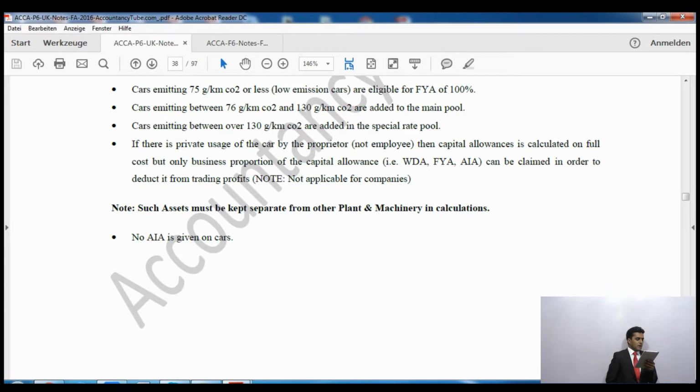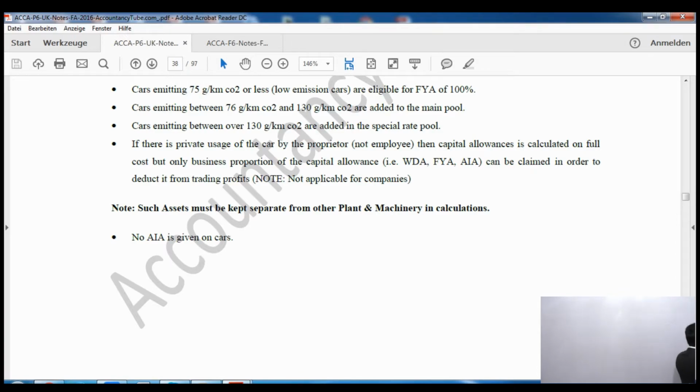And again it says that it does not apply to companies, because in companies there are no proprietors who can use the cars for private use. Such assets must be kept separate from other assets in the plant and machinery calculations. No annual investment allowance is given on the cars. This is important: you cannot claim an annual investment allowance on the cars, so you have to remember this as well.